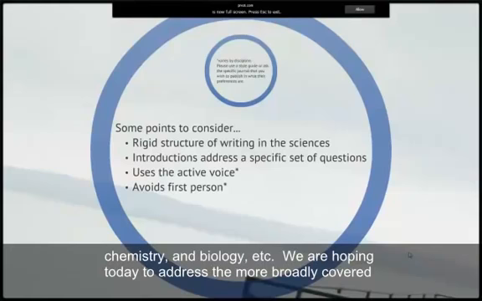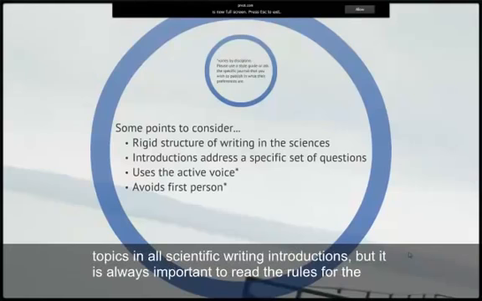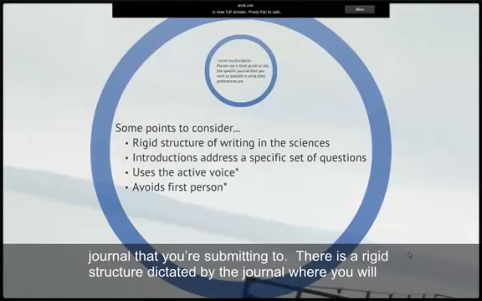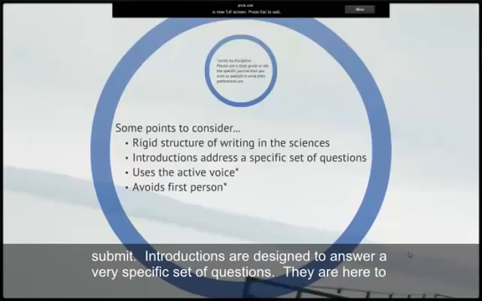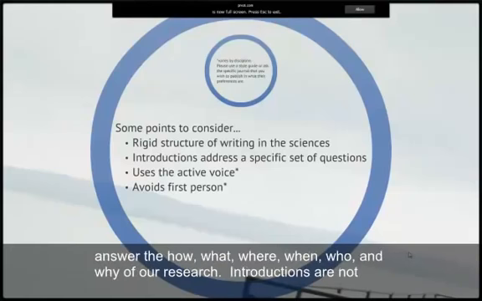We are hoping today to address the more broadly covered topics in all scientific writing introductions, but it is always important to read the rules of the journal that you are submitting to. There is a rigid structure dictated by the journal where you will submit. Introductions are designed to answer a very specific set of questions. They are here to answer the how, what, where, when, who, and why of our research.